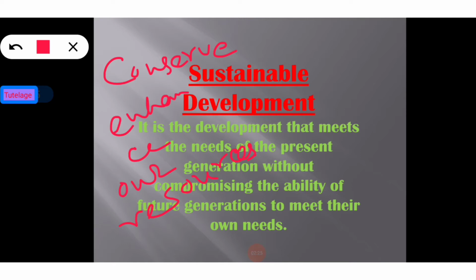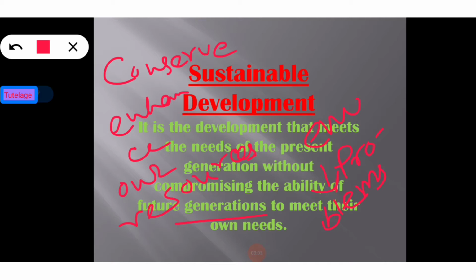So how can we maintain sustainable development? Sustainable development is maintained when universalizing the access to basic needs. What are the basic needs of people? Water, sanitation, sustainable energy, etc. Sustainable development helps to minimize environmental problems and meets the needs of the present generation without compromising the ability of the future generation to meet their own needs.